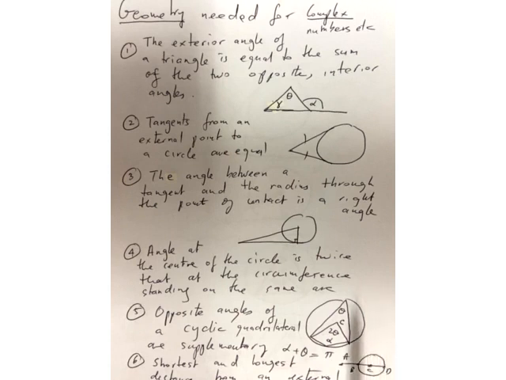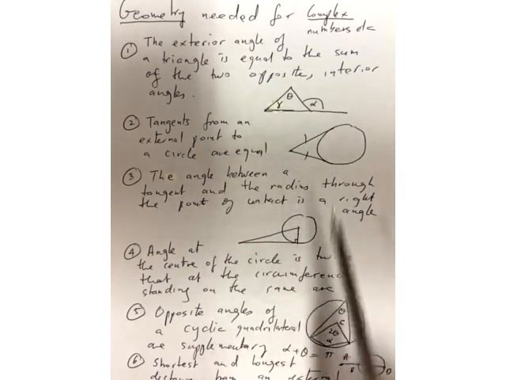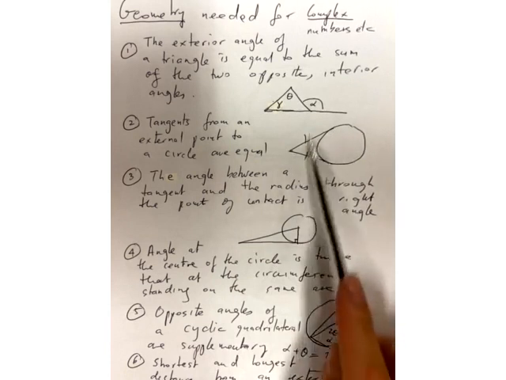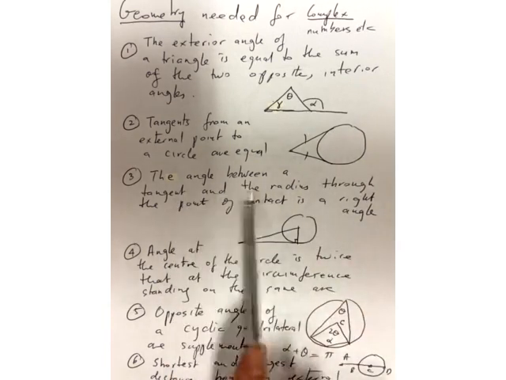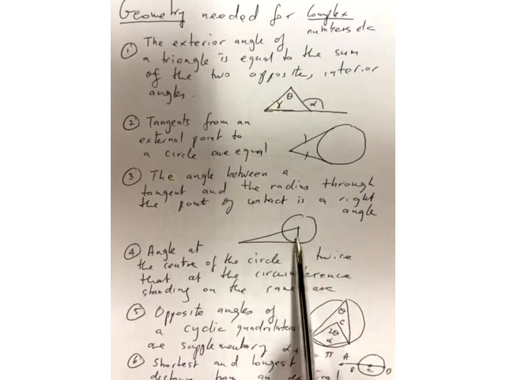The first one is the exterior angle of a triangle is equal to the sum of the 2 opposite interior angles. That one equals that one plus that one. Tangents drawn from an external point to a circle are equal. The angle between the tangent and radius through the point of contact is a right angle, so that's 90 degrees.